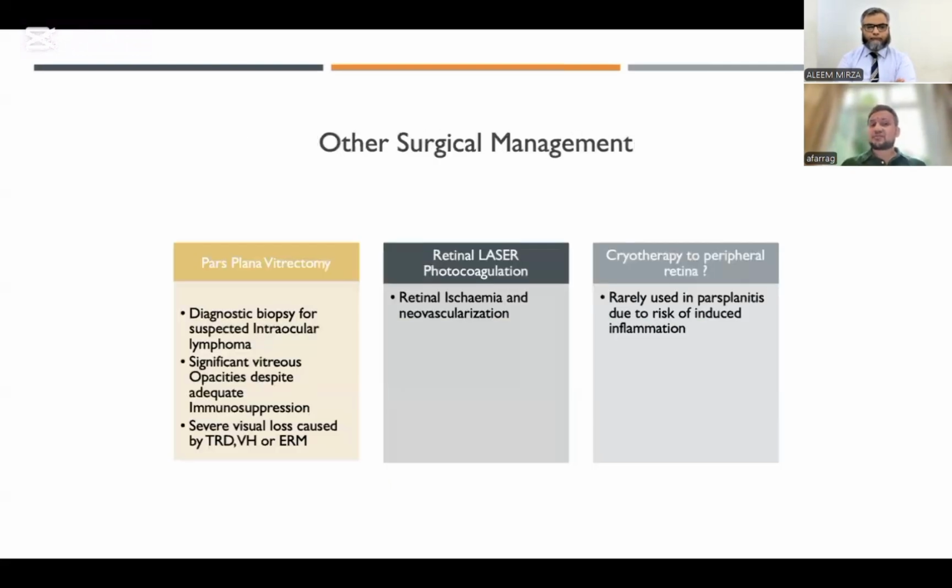Other surgical management includes pars plana vitrectomy, for example for diagnostic biopsies, like the case that I mentioned initially, intraocular lymphoma; significant vitreous opacities despite adequate immunosuppression; and severe visual loss from tractional retinal detachment, vitreous hemorrhage, or epiretinal membrane. For retinal ischemia and new vascularization, you need to use retinal laser photocoagulation. Cryotherapy to the peripheral retina, I included it. It's in the literature, but to be honest, I haven't done it before. I haven't had a good patient that required it.